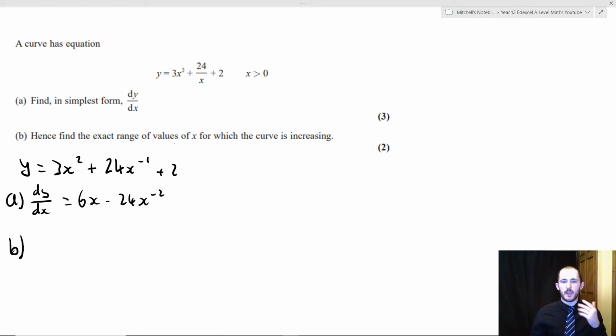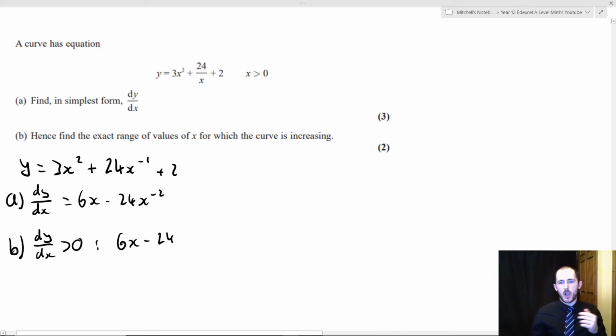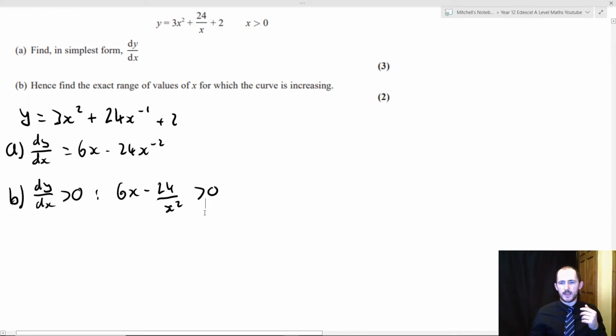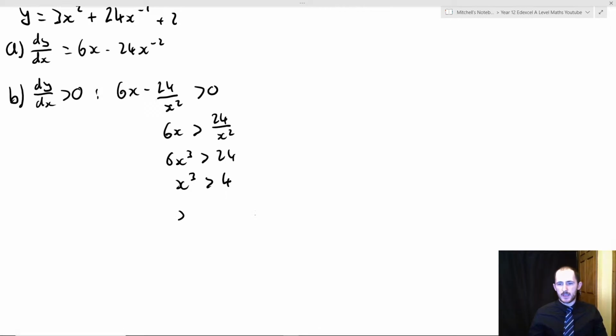And all we will need to do, again, as I showed you before, is dy by dx has to be greater than 0. So we have 6x minus 24, which I'm going to write the other way, over x squared, has to be greater than 0. So if we add to both sides, we have 6x greater than 24 over x squared. Times both sides by x squared, we have 6x cubed greater than 24. Divide by 6, x cubed is greater than 4. So x is greater than the cube root of 4. And that's our answer.